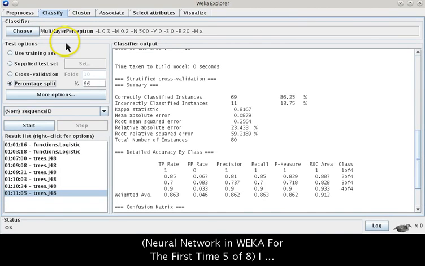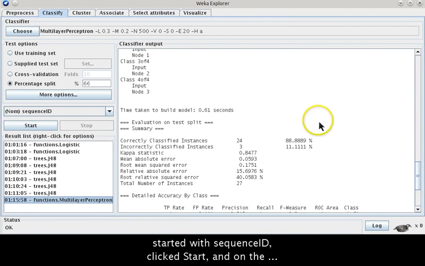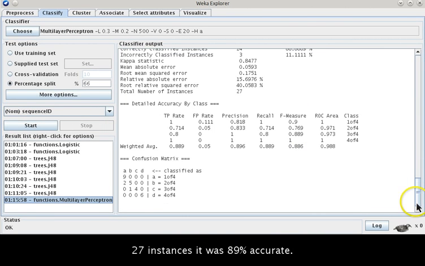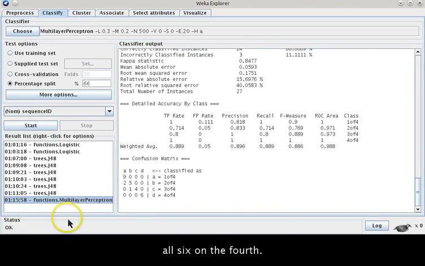So let's see how accurate the algorithm was in predicting sequence ID on that fresh set of 27 instances that it held out for testing. Well, it was 89%, as you saw, and the first sequence it got them all right, but as again the middle ones, there's uncertainty, and as you can see, the last one, it got them all right.